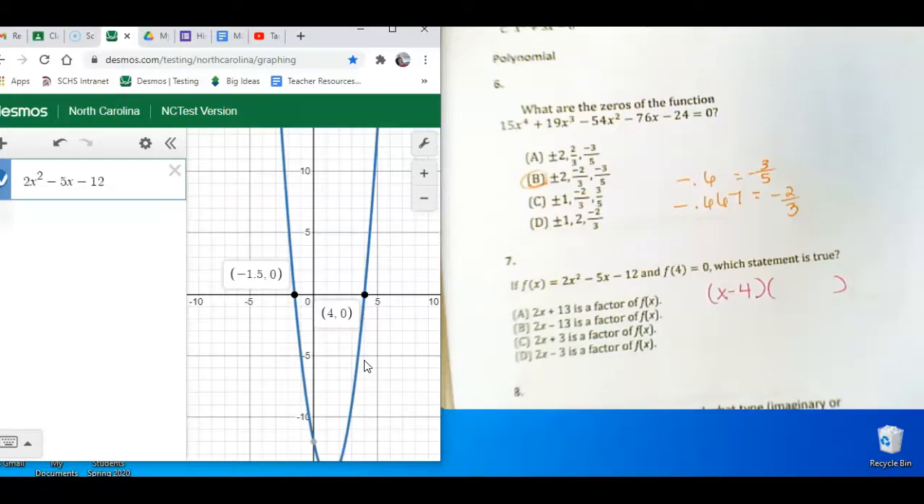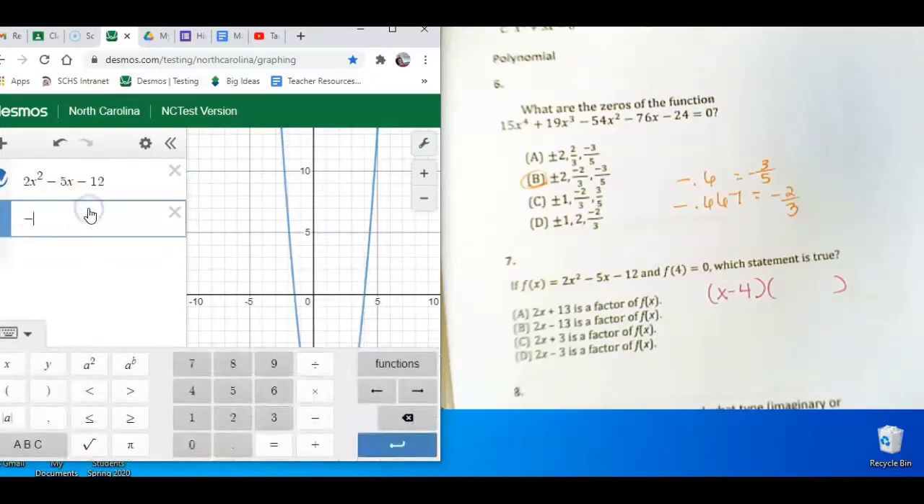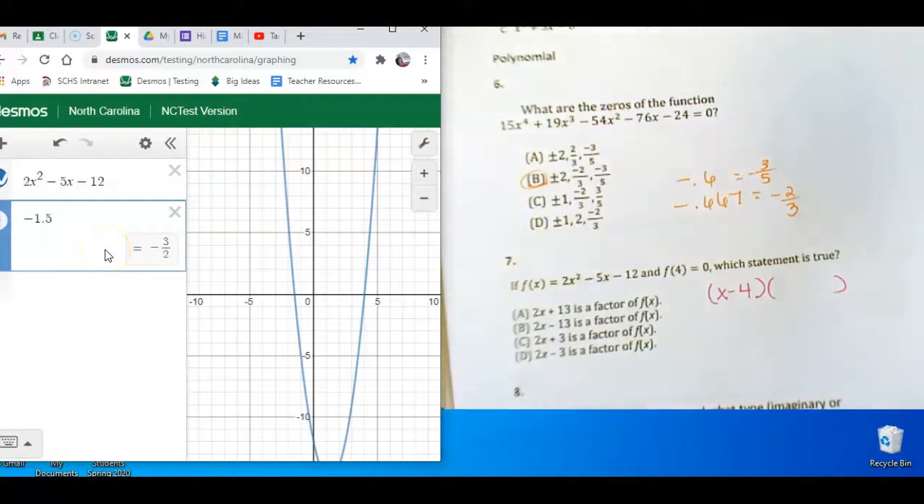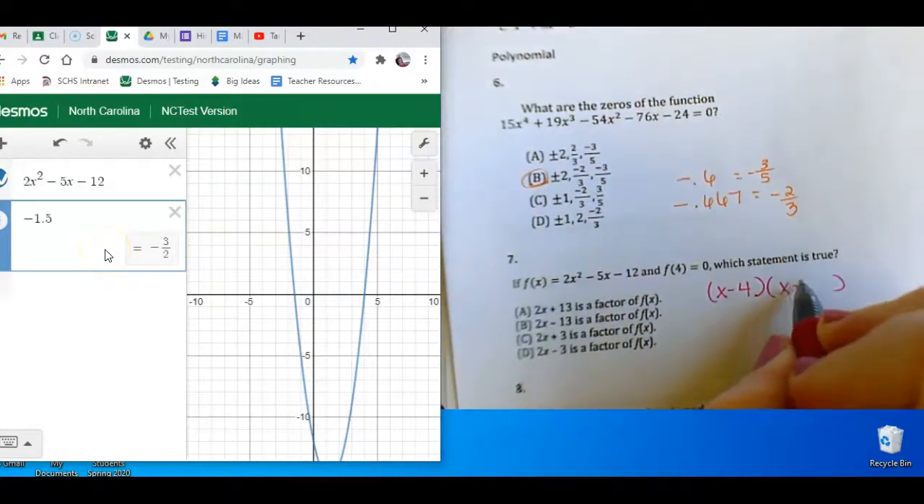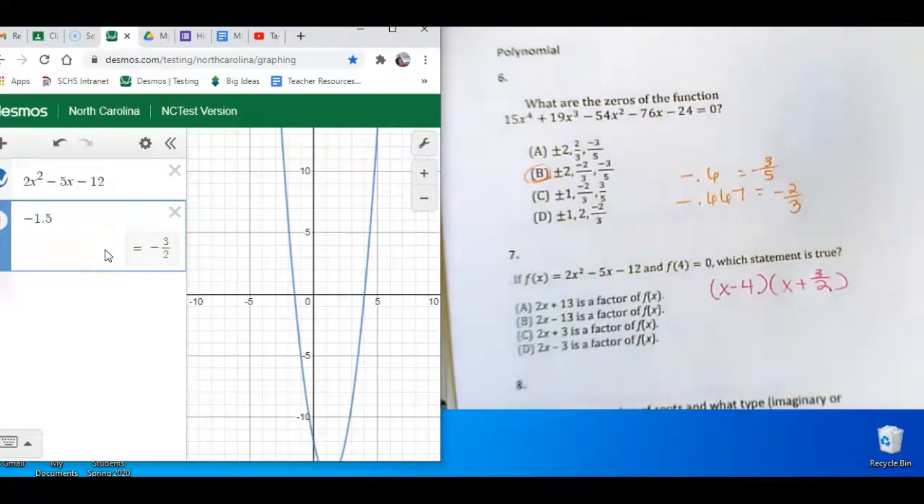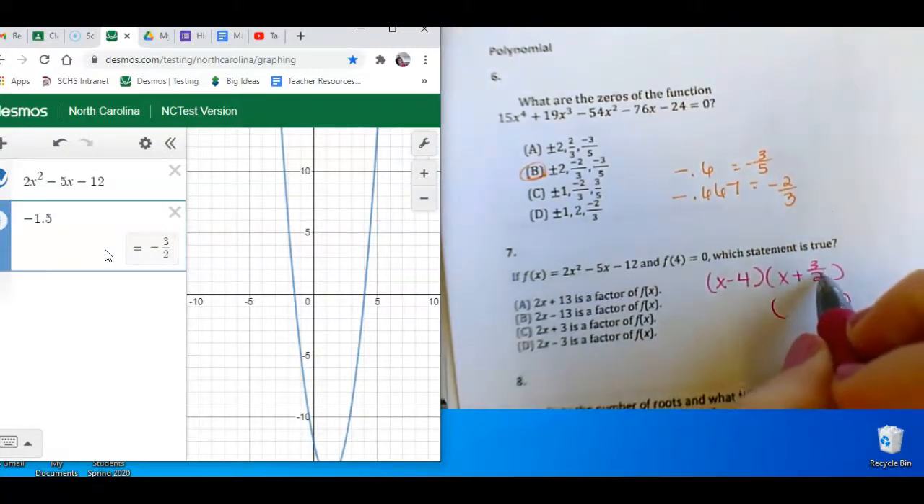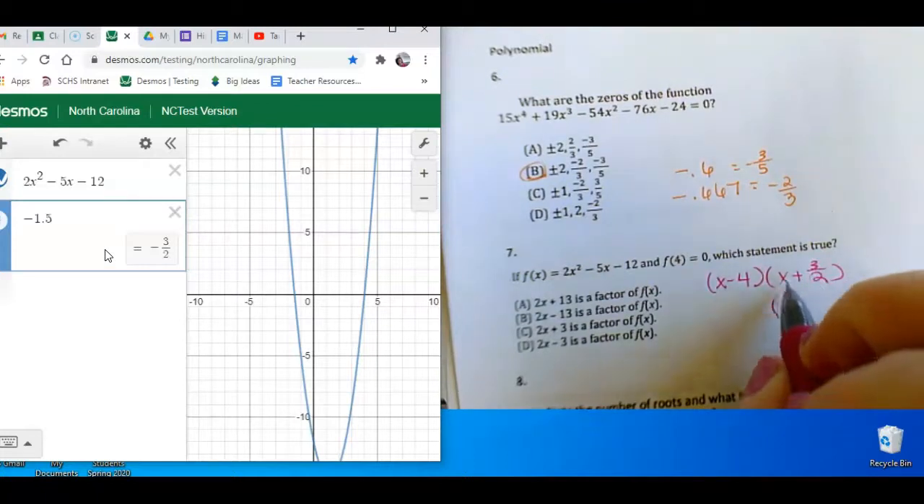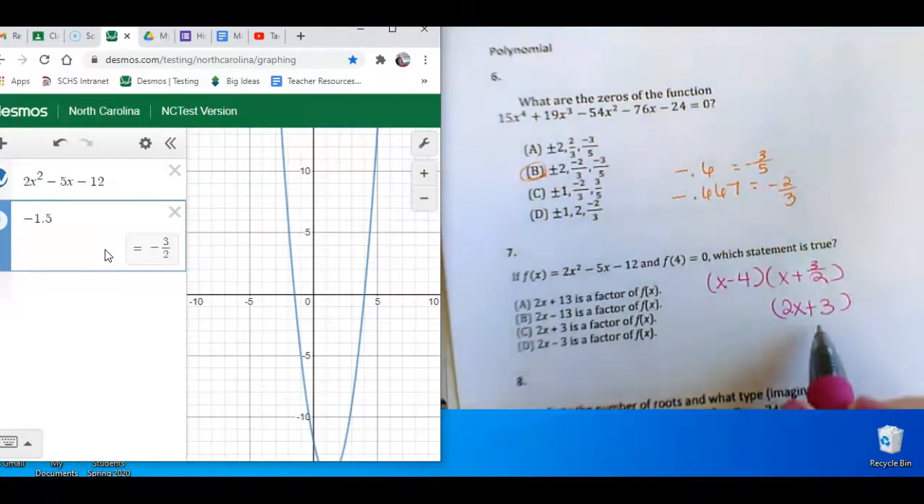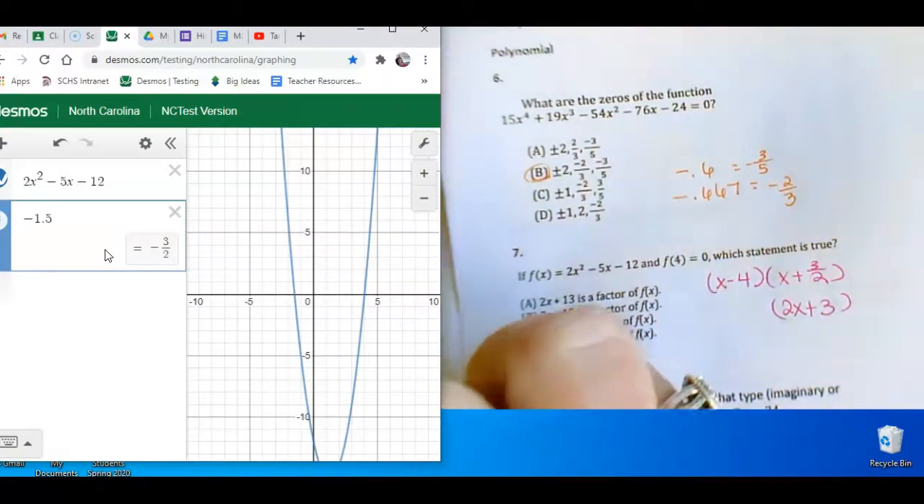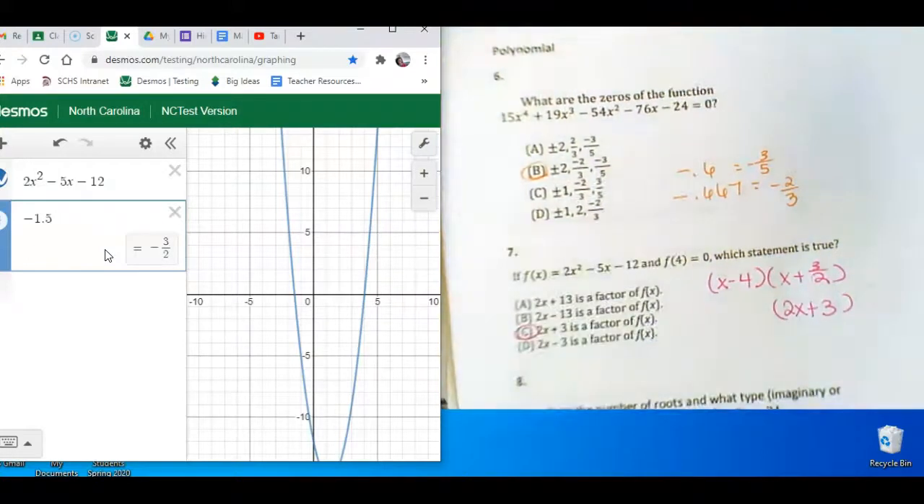We got negative 1.5 for our other 0. Change that to a fraction, so negative 3/2. That means that we have x plus 3/2. And if you remember, what I've told you is what you do to change that is this 2 sort of multiplies by the beginning. And so you would get 2x plus 3, which means C is the correct answer.